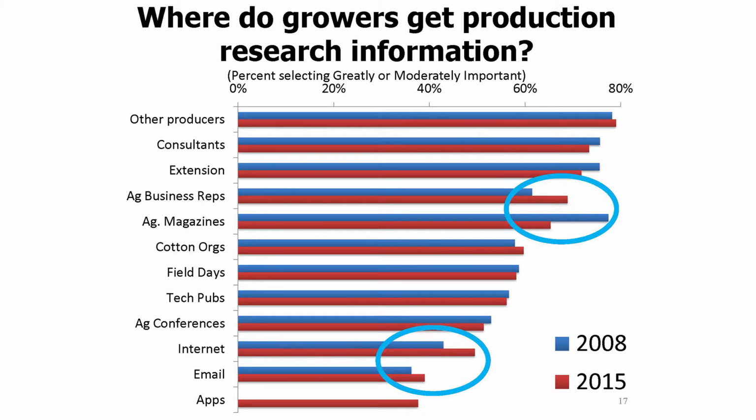But look what has happened from 2008 to 2015, and I'll just highlight a couple of these here. The blue is 2008, the 2015 is the data you just saw. You can see that the ag business reps are moving up and the ag magazines are moving down. Pretty solid trend. And likewise the internet and emails are slowly moving up. This is very consistent with what we see about where growers get information. The bell cow growers, these other producers, that's so critically important. We all know who those are, and I'll show you some pictures of that.